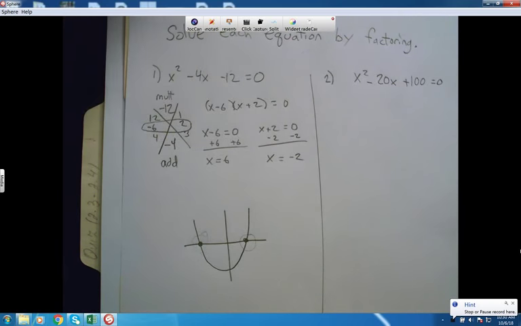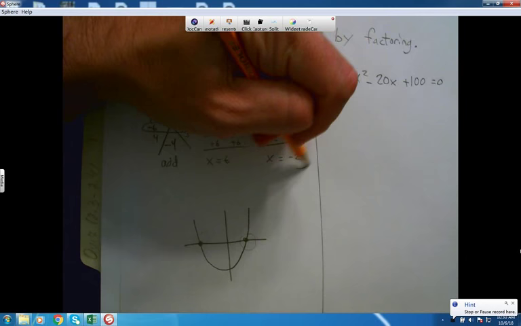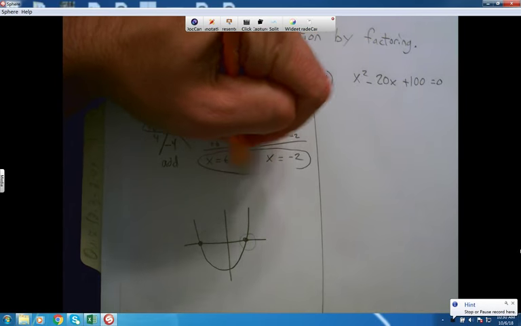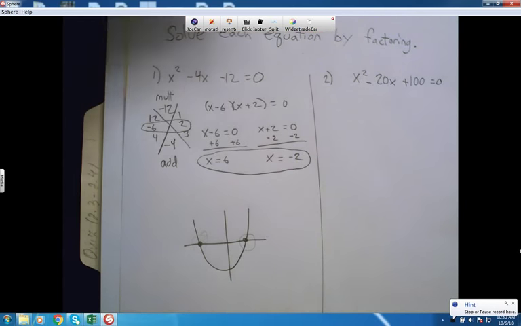I don't know exactly what this quadratic looks like, but I know that if I were to graph it, it would have roots or solutions, or it would hit the ground at 6 and negative 2. Those are just different ways of saying the same thing. Roots, zeros, solutions, where it hits the ground, all ways of saying the same thing.